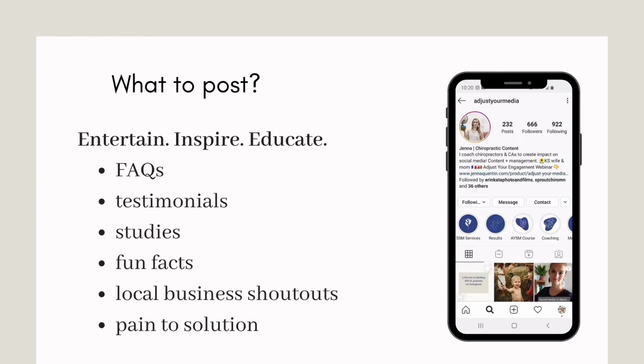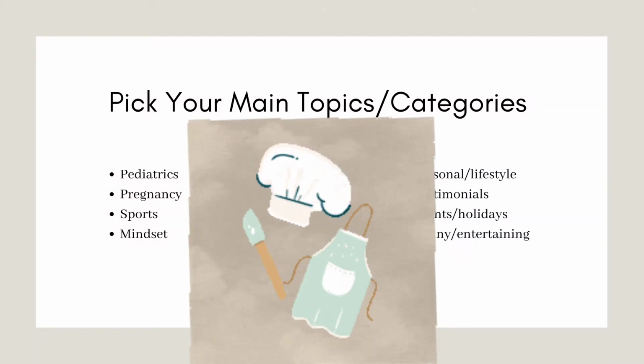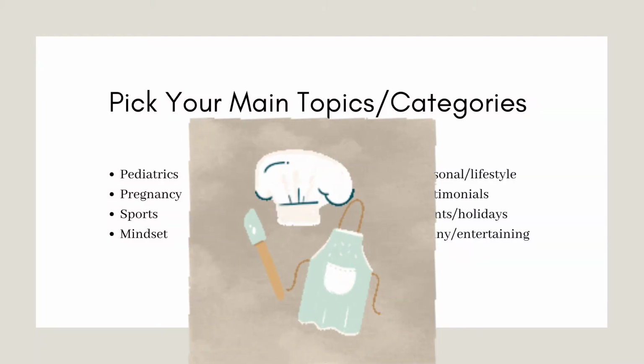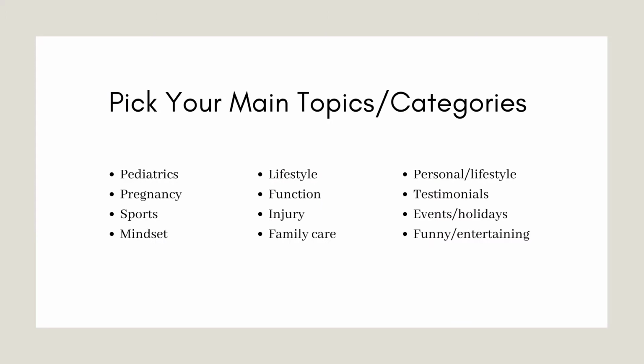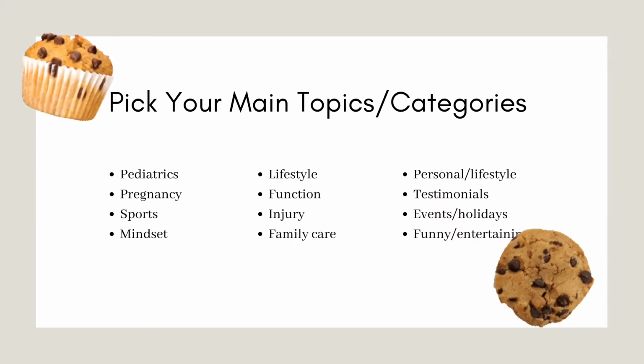We want to pick your main categories. So I'm thinking about this like food. So we know what we're making: inspiration, education, entertainment. Now we need to kind of gather all of the things. The French call it mise en place, to set up like, okay, what things do we need? Do we need muffin pans or do we need a cookie sheet?